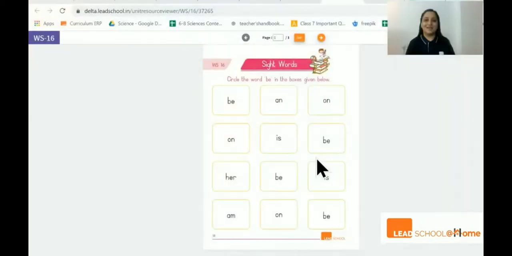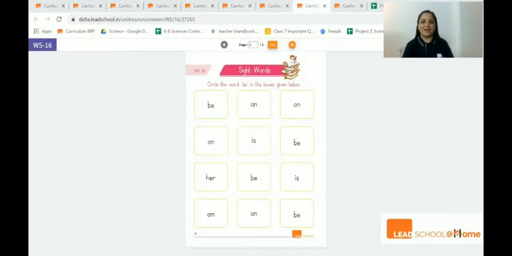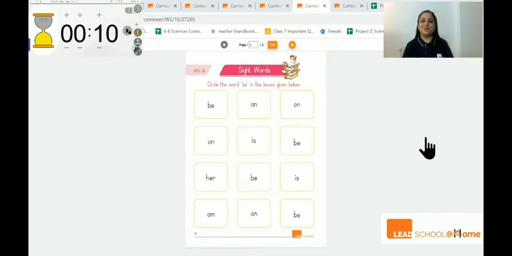Parents, today in sight word we are going to do a worksheet to help your child recognize and read the sight word B. Please remember, B is a sight word and we always speak it in one go. So whenever you are speaking it or your child is speaking it, always speak it in one go, like B. So parents, please open WS 16 in your workbook. I am giving you 10 seconds to open WS 16 in your workbook.